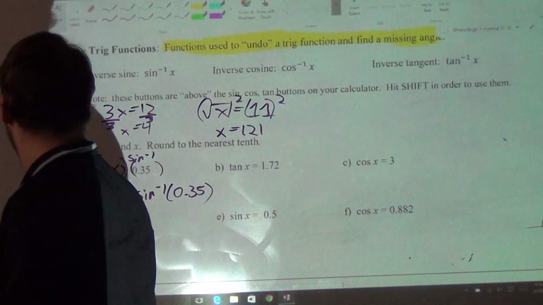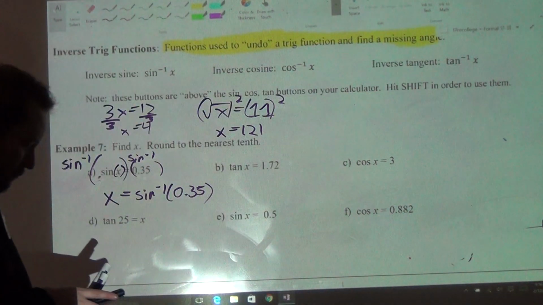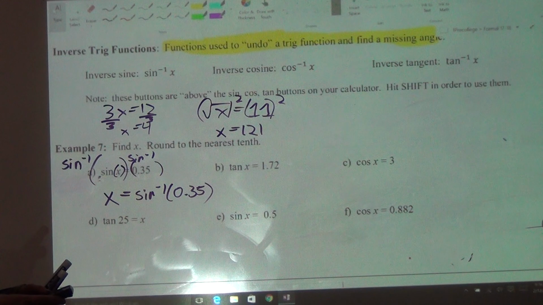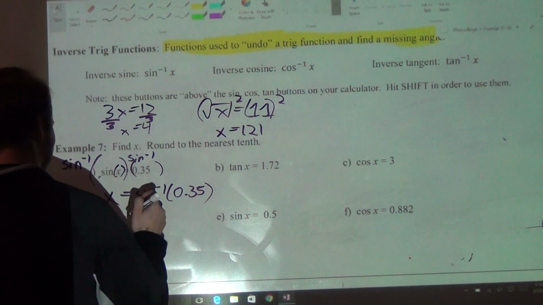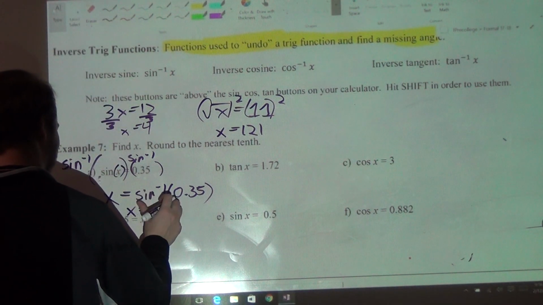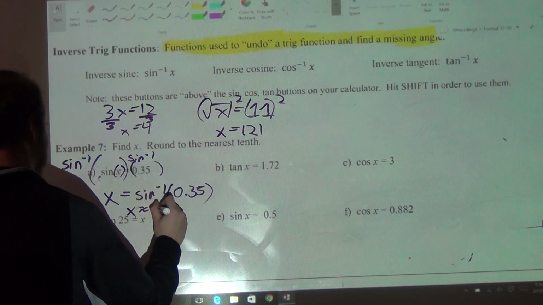Do you have that number for me? To the nearest tenth, please. 20.5 to the nearest tenth. I got 20.49, which is correct. So 20.5 to the nearest tenth. Now I'm big on using the approximation mark instead of the equal sign.